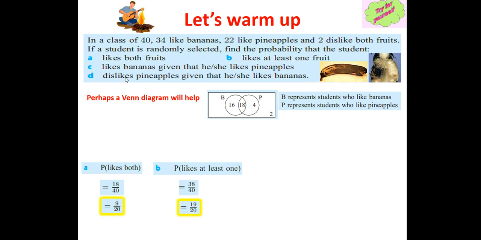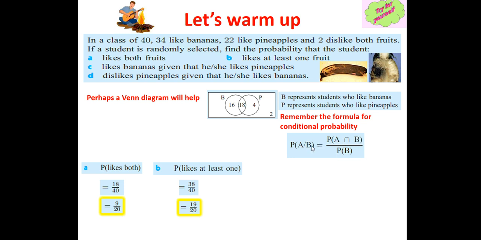Now this is getting into the conditional probability because of the word given that. So you need to use the conditional probability formula for the given that questions. So likes bananas, given that he or she likes pineapples. So remember the formula for conditional probability. If you forget it, it's in your formula booklet. Probability of A given that B occurs, with a vertical line, equals the probability of A intersect B over the probability of B.